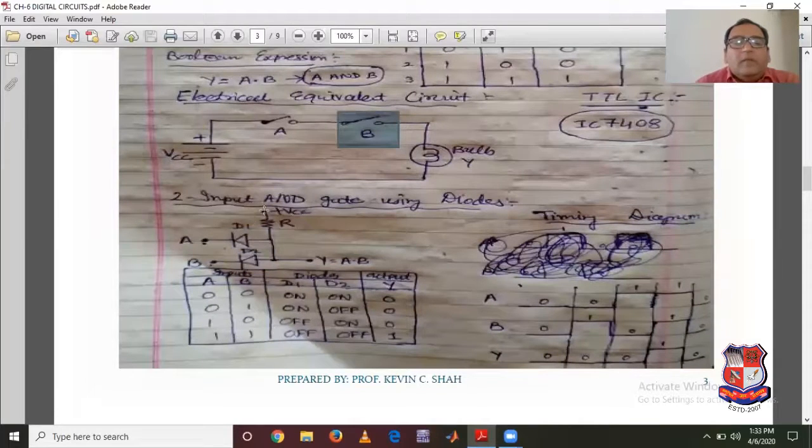So here plus VCC, then resistor, then input A is connected with the cathode of diode D1, and the anode is connected with plus VCC through resistor R. Same way, B is connected with the cathode of diode D2, and the anode is connected with plus VCC through resistor R. Then from this common point between A and B, we are getting the output, and I have written Y equal to A and B. But now we will first study how this circuit works.